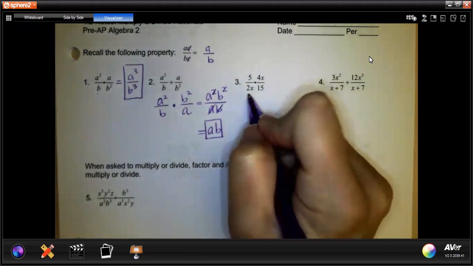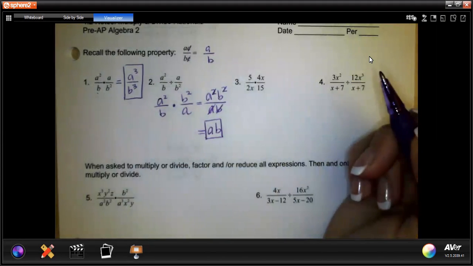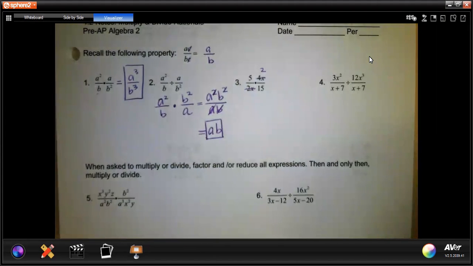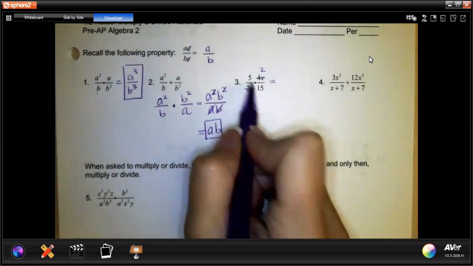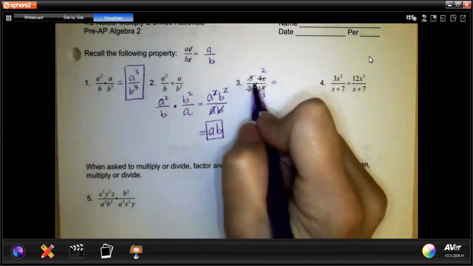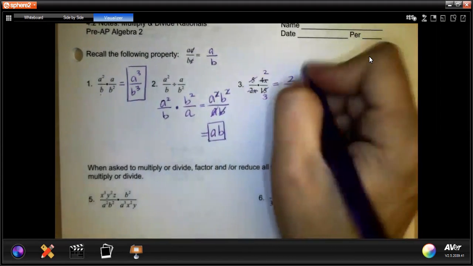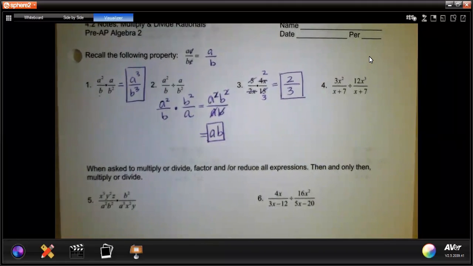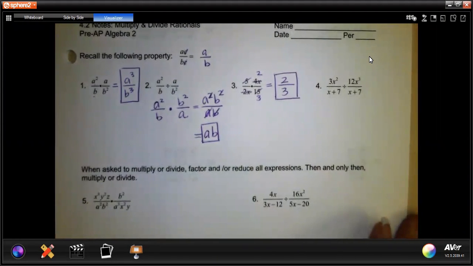So for example, here we've got a 2x in the denominator and a 4x in the numerator. Those two can reduce before we move forward. 2x goes into 4x twice. So that can reduce. You could reduce the 5 and the 15 as well. 5 goes into 15 3 times. Now when we multiply across, we get 1 times 2, which is 2, and then 1 times 3, which is 3. So our fraction is 2/3. That allows you to reduce before the numbers get big and the variables have higher exponents.